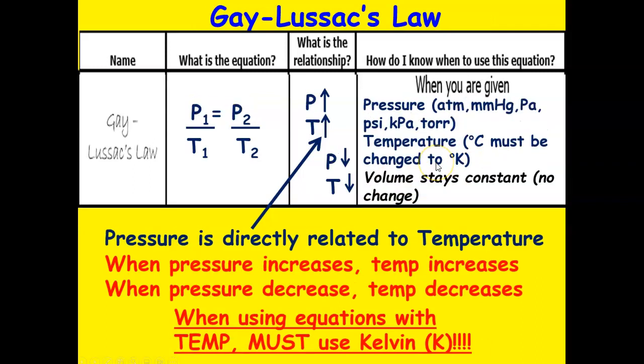All right, last law, Gay-Lussac's. When you look at the formula, which is P1 divided by T1 is equal to P2 divided by T2, you should see that it is very similar to Charles'. The only difference is that volume stays the same, and instead pressure and temperature are directly related. What that means is if pressure increases, temperature will increase. If pressure decreases, temperature will decrease.